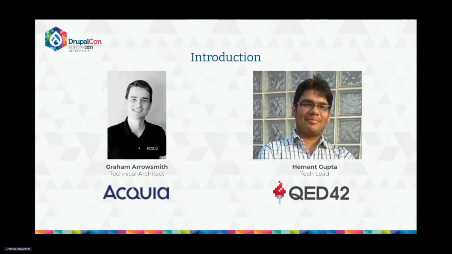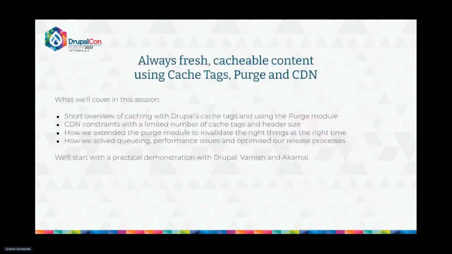So let's get on with what we're going to cover today. In this session, we're going to have a very quick overview of caching using Drupal cache tags, and the Purge module really is a foundation for some of the things we're about to talk about. We'll go through some constraints and challenges that we encountered with CDNs, with queuing, with processes, and some of the techniques and things we use to extend the module to make sure that we invalidate the right things at the right time.